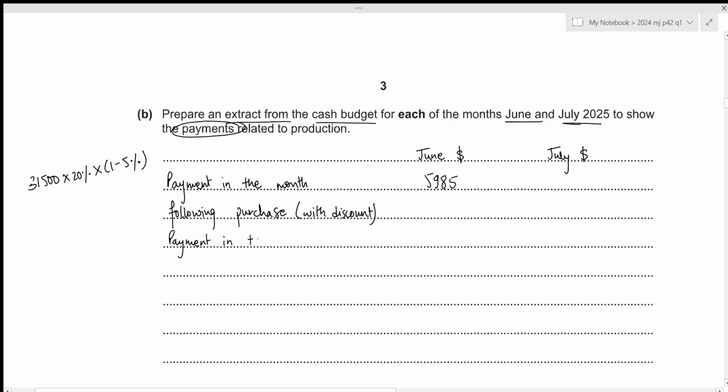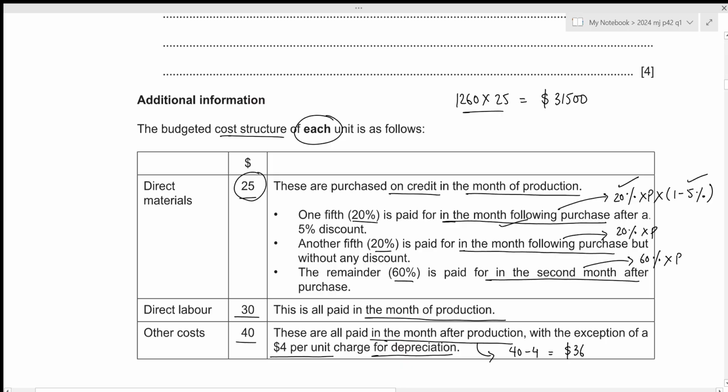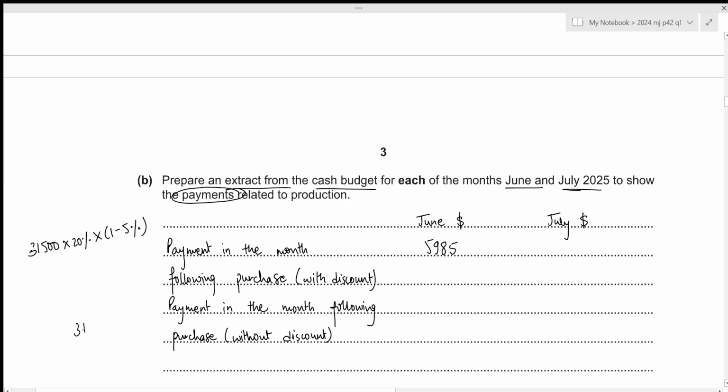Now let us also write the payment in the month following purchase, but this one is without discount. Let's take a look above. Without discount was just 20% of the purchase value. So that is just going to be 31,500, which is the total purchase value, times 20%, which results in the value of 6,300. Now we will repeat the same process for the month of July.